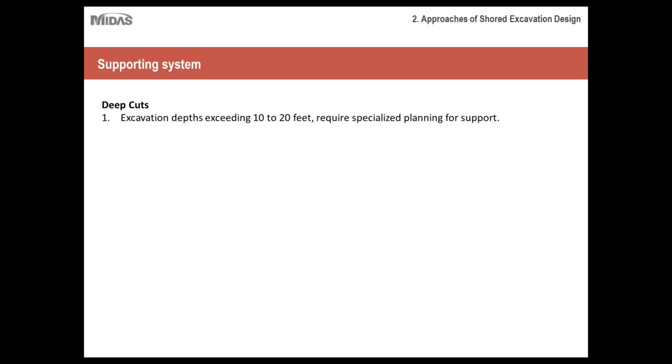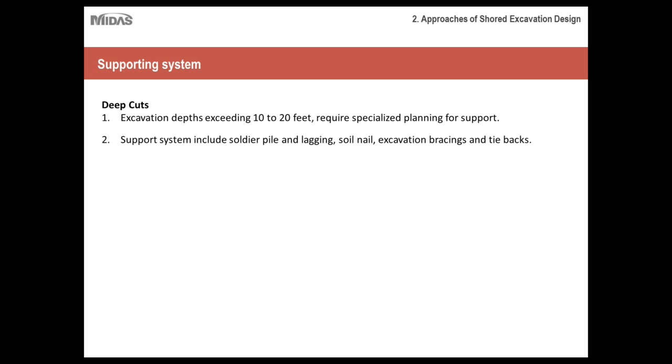Now that was for shallow trenches. Now let's move on to the deep cuts. Excavation depths exceeding 10 to 20 feet require specialized planning for supports. Like I mentioned, all the support systems depend upon the site conditions and soil conditions and the dimensions of the excavation. Deeper you go, more material you need, so you have to optimize your support conditions so that you don't cause any stability risk to your existing structure as well as adjacent structures. So these should be dealt with caution.